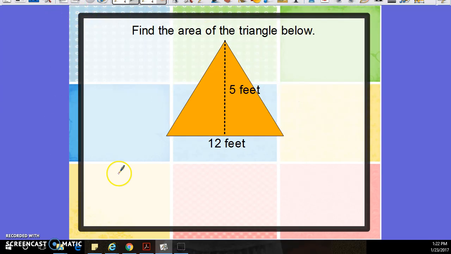Now for a triangle, what is our formula? Base times height divided by 2. Yeah, so 1/2 base times height, or base times height divided by 2. That's the same thing. So what would it be for this? We would do 5 times 12, which would give you what? 60. And you divide by 2. So what is it? 30.